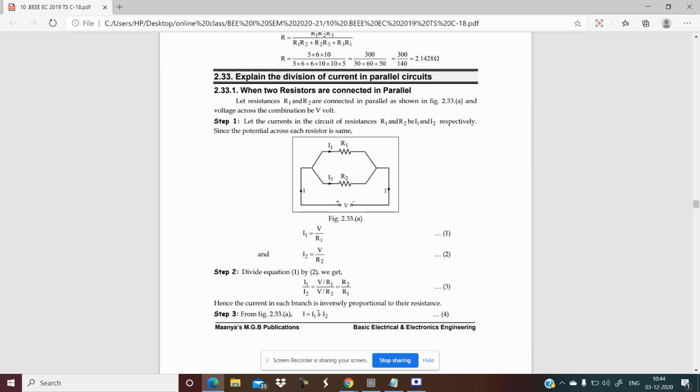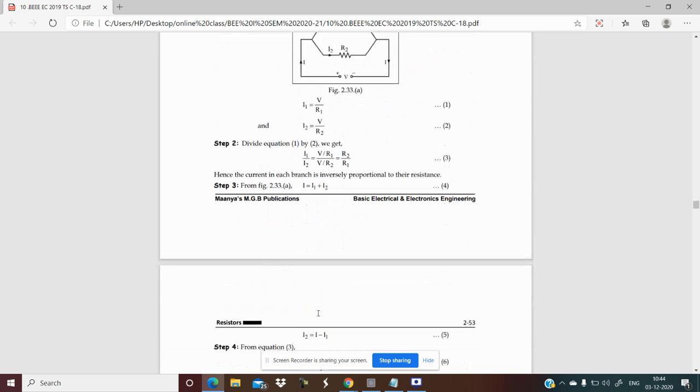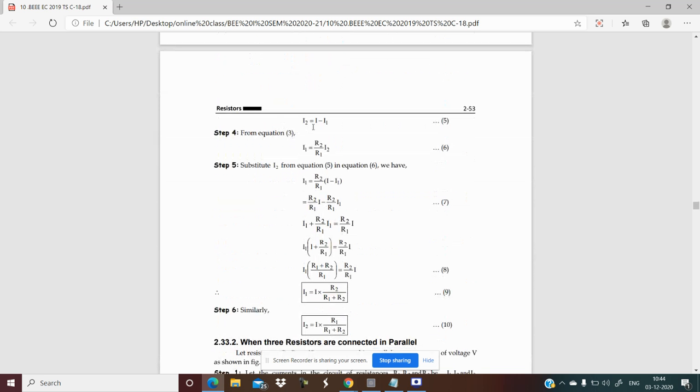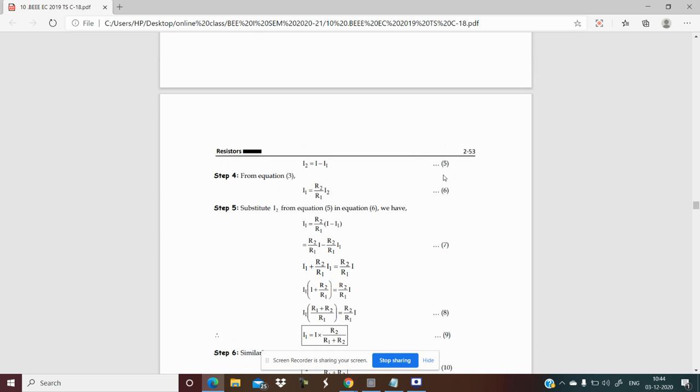And we know that the total current in a parallel circuit is I equal to I1 plus I2, the addition of all the branch currents. So from equation 4, I can calculate I2, that is, I2 is equal to I minus I1. I am placing this as equation 5.